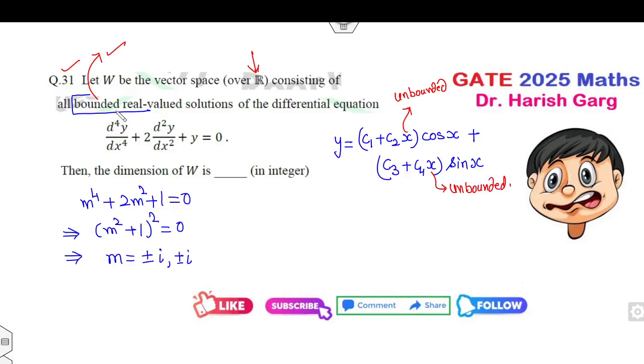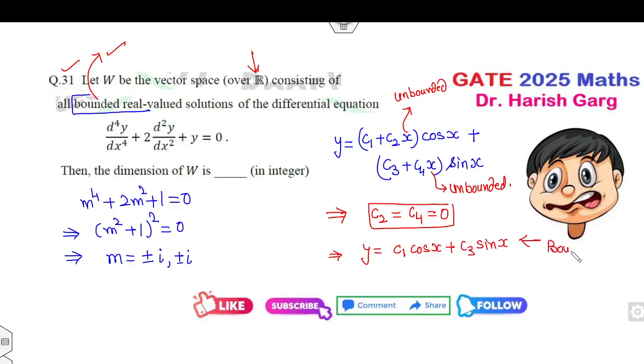Fine. So what solution do you need? Only bounded. When will it be bounded? It will be bounded only when C2 and C4 both are 0. Then only your y will be C1 cos x plus C3 sin x, and you can see this is the bounded solution. So how many arbitrary constants? Arbitrary constants are 2. So the dimension of the problem, 2, is the right answer of the problem.